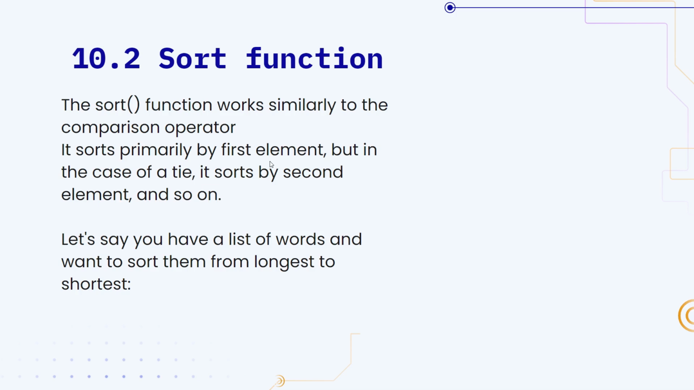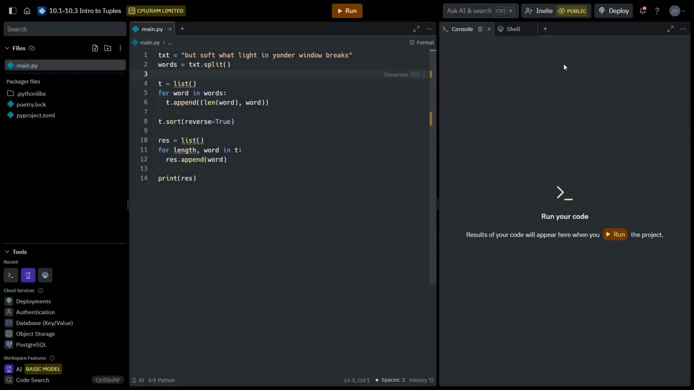So now I'm going to show you an example in Replit, where we have a list of words, and we're going to sort them from longest to shortest. So here's an example of a program that uses the sort function, and I know this looks like a lot, so let's look at this step by step.